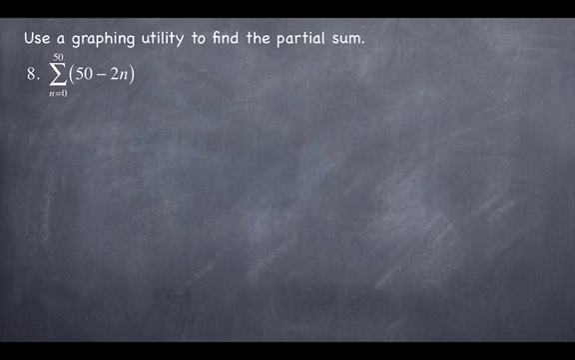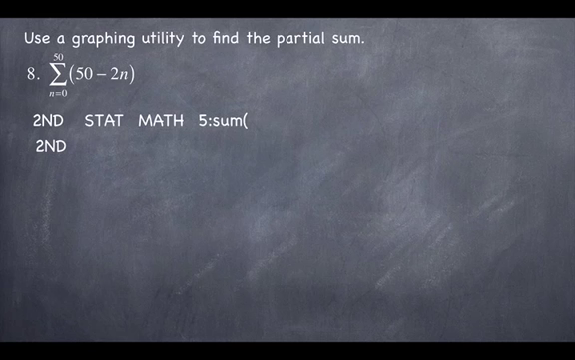Now we're going to be using the graphing utility to find the partial sum. These are the steps that you need to take. You're going to go to second, stat, go to the math key, followed by, you want to go down to the sum, which is number 5. Go back to second, stat, now go to ops, now you want sequence.